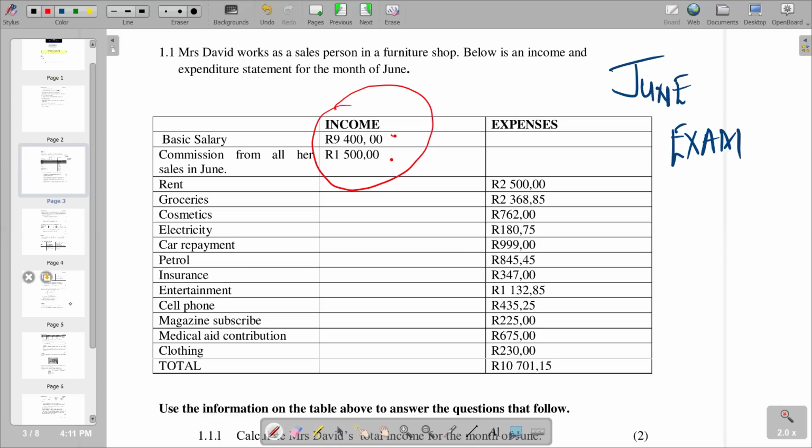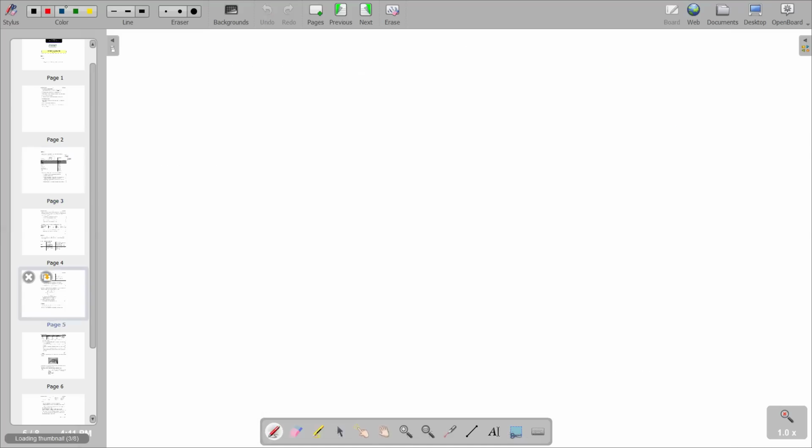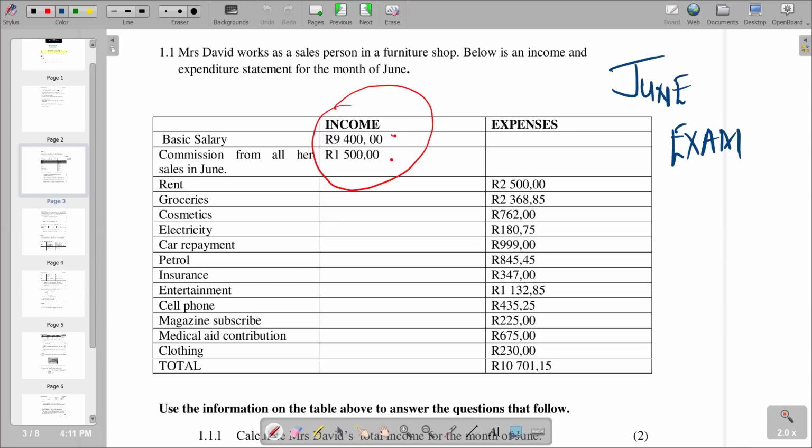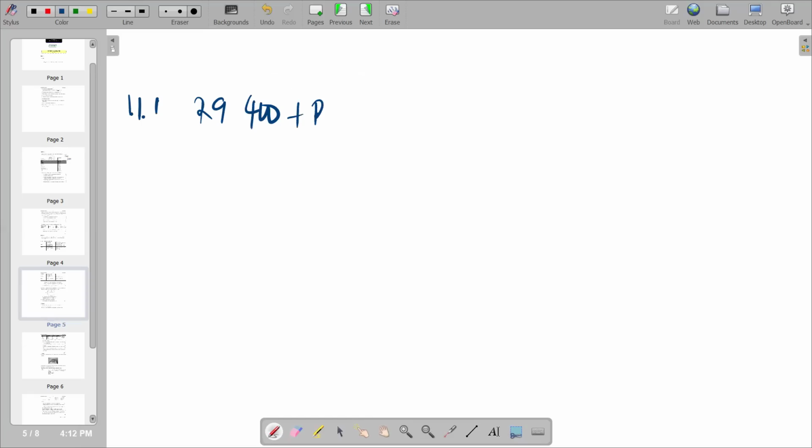So going to our answer section, we are going to start on 1.1.1, whereby we are going to say 9,400 according to information given. We have 9,400 and then we add 1,500. So we add the two, the total that we are supposed to get is 10,900. So this becomes your answer for the first part.